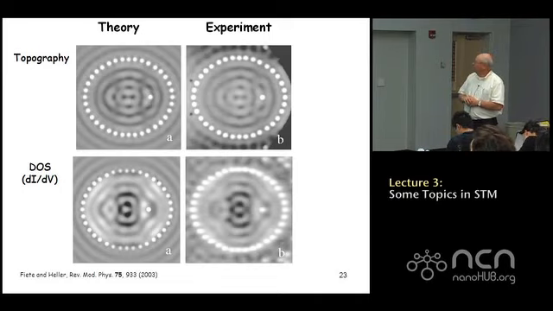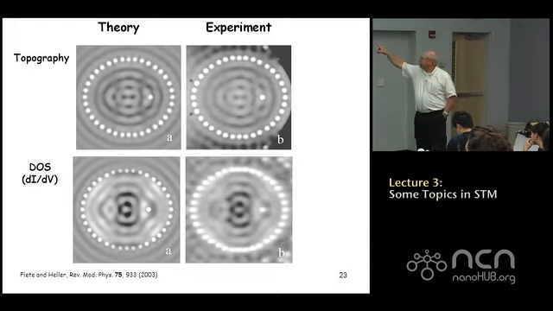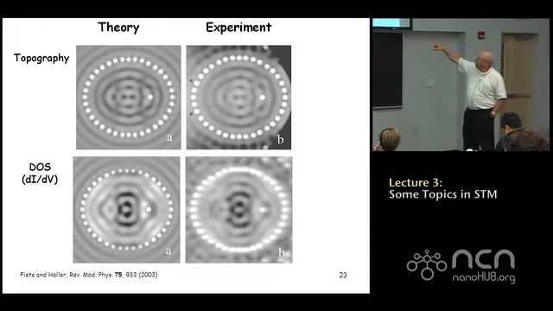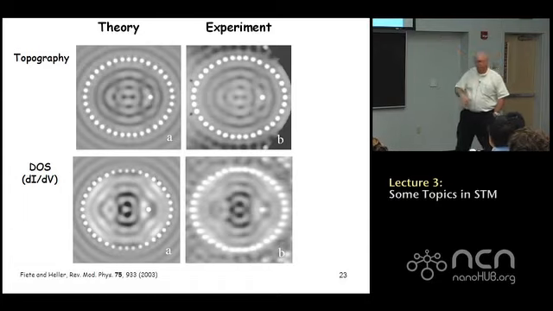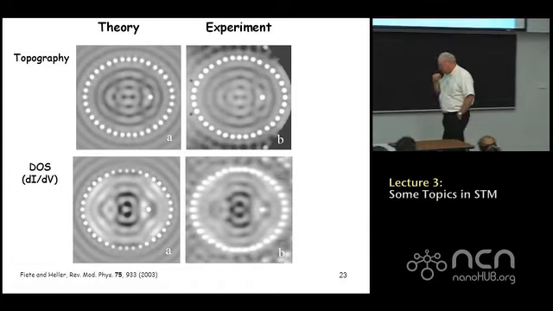And what you'll notice is that theory predicts depressions, dark spots at the focal points, and those dark spots in the focal points are actually measured experimentally. So that means there's a deficit of electrons at the focal point of that ellipse when there's no atoms present. Okay? When there's no atoms present.